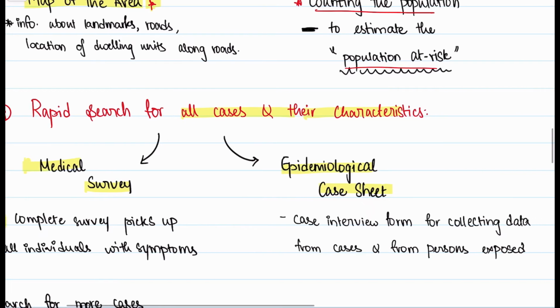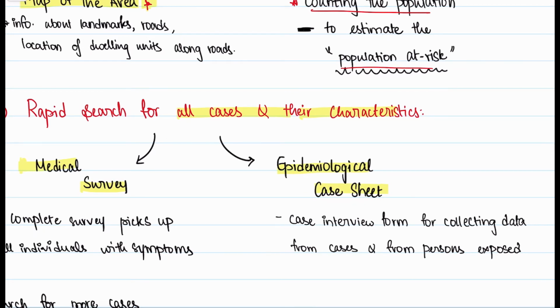So this epidemiological case sheet defines what to actually ask the population at risk, to find out the asymptomatic patients and to put everyone into one group so that it's easy to treat and prevent. The case interview form is for collecting data from cases and from persons who were previously exposed.